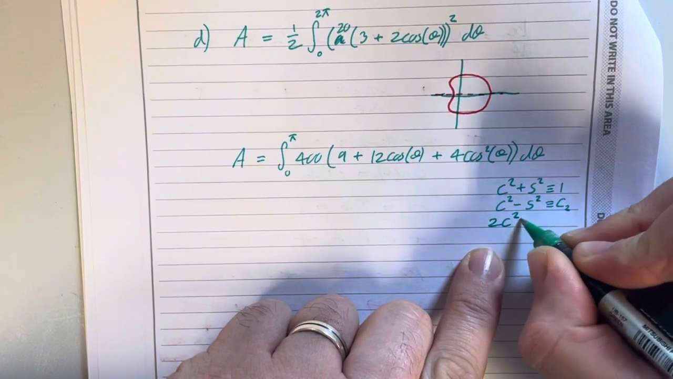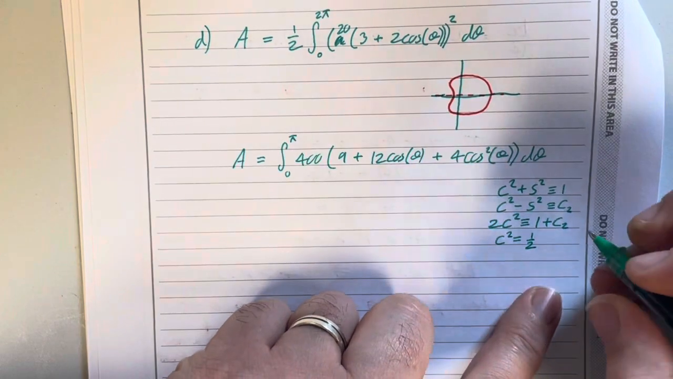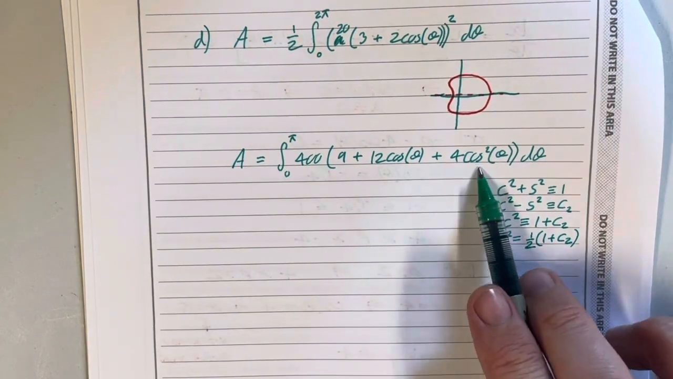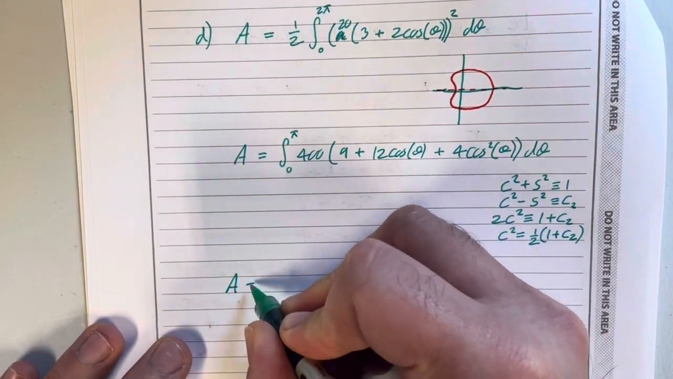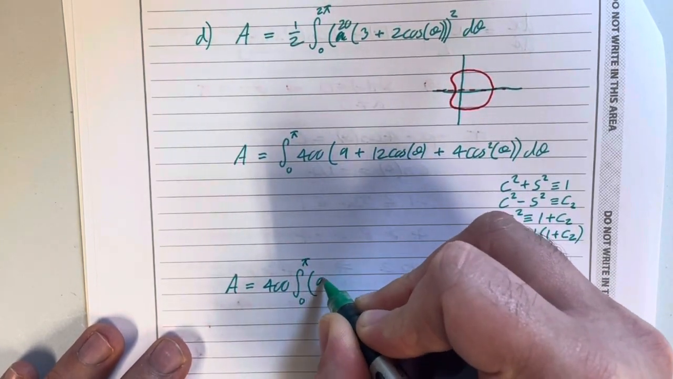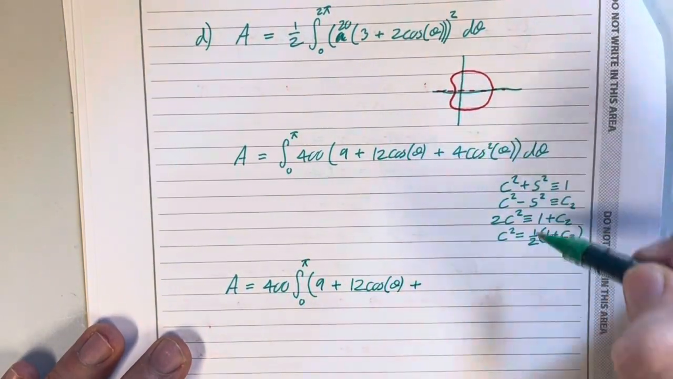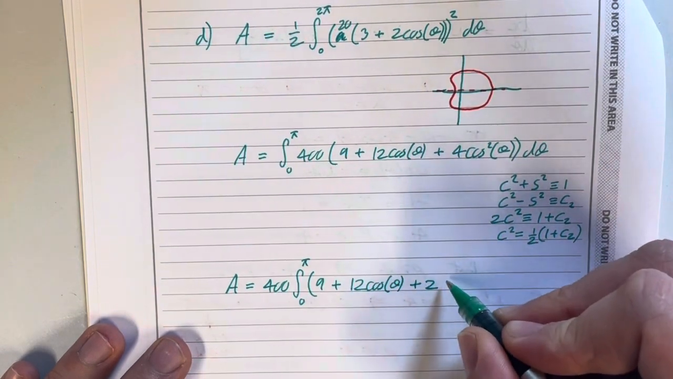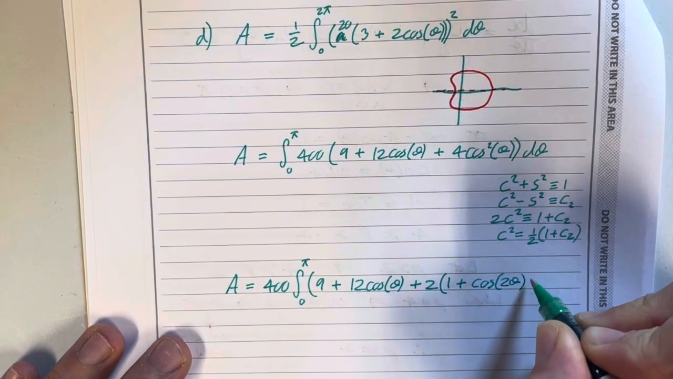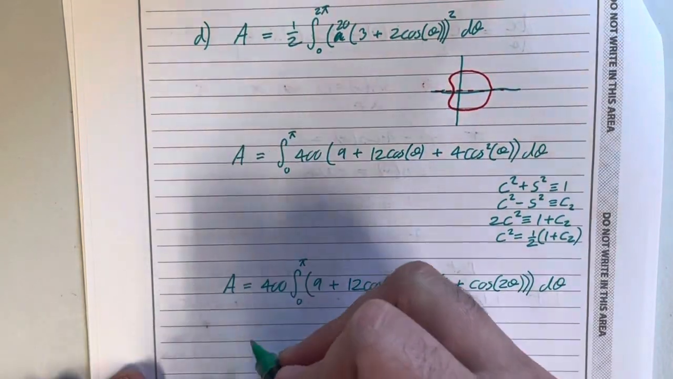So I get 2 cos squared theta is identical to 1 plus cos of 2 theta. Therefore, cos squared theta is a half into 1 plus cos of 2 theta, and I can use that in here. So I end up with the area being equal to 400 times the integral from 0 to pi of 9 plus 12 times the cosine of theta plus, and then 4 times this, so that's 2 into 1 plus the cosine of 2 theta, d theta. Okay, now it becomes a little bit easier to integrate.